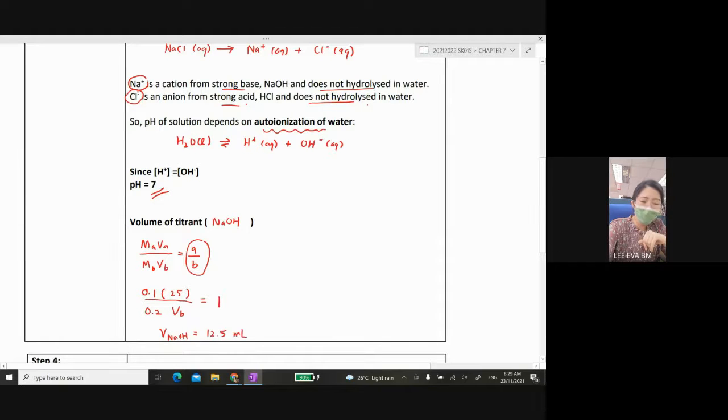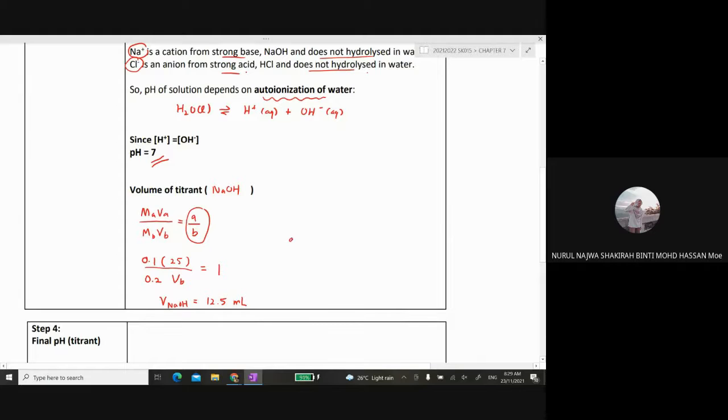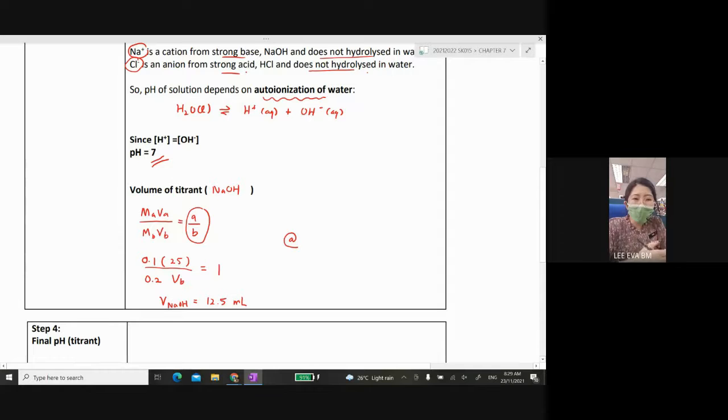Is everyone getting this value? Dapat jawapan ni tak? Dapat. Okay, so this is one way to use the formula. Another way is to use the stoichiometric ratio. If we figure out the number of moles of HCl, 0.1 times 0.025, that gives you 0.0025 mole. This is concentration times the volume in liters. If you look at the ratio, 1 mole of HCl will react with 1 mole of NaOH. Therefore, the number of moles of NaOH equals 0.0025 mole. Then you apply the concentration, which equals n over V, and figure out the volume.